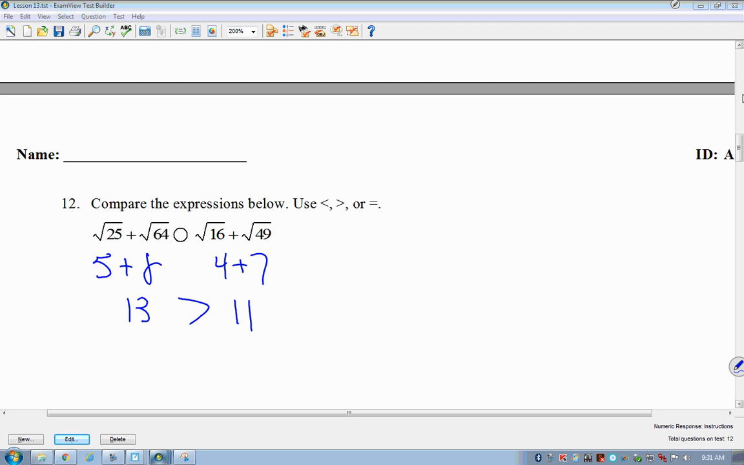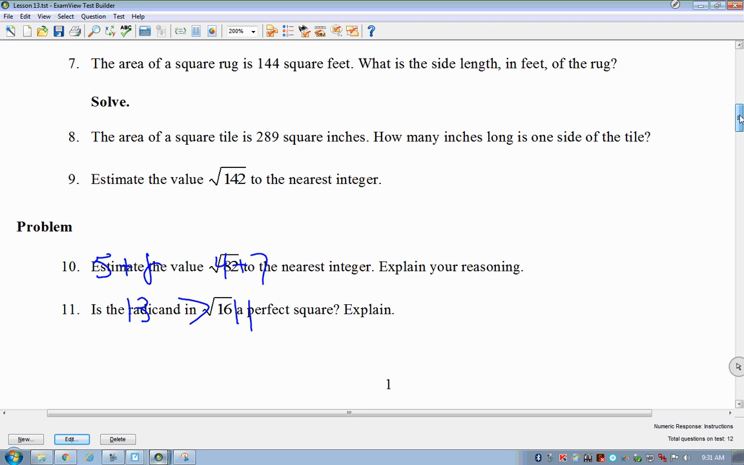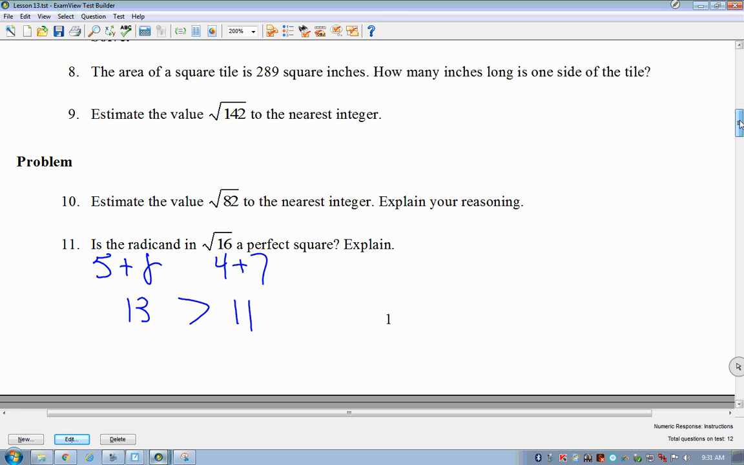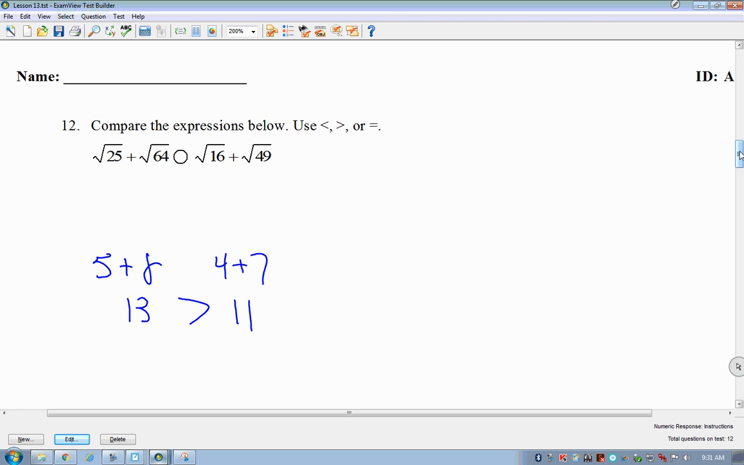Can I show you guys something real quick? Let's say we have a number that is not a perfect square. Somebody give me a number that's not a perfect square. Let's try 142, and I want to put this in simplified radical form. Are you guys familiar with simplified radical form at all? Maybe not. Let's say we don't want to estimate, but we want an exact answer.